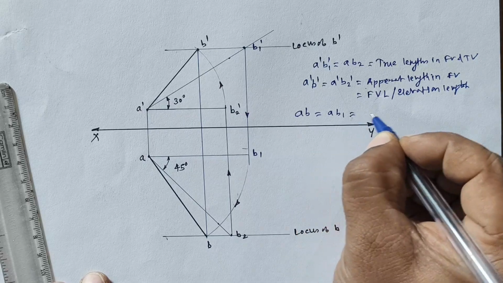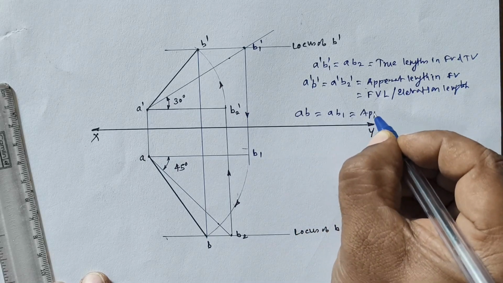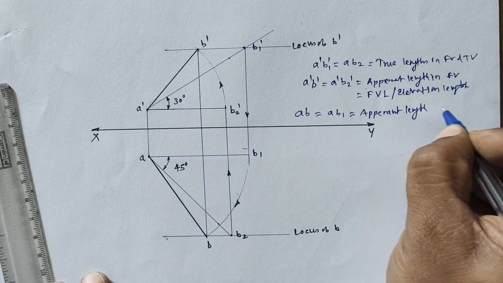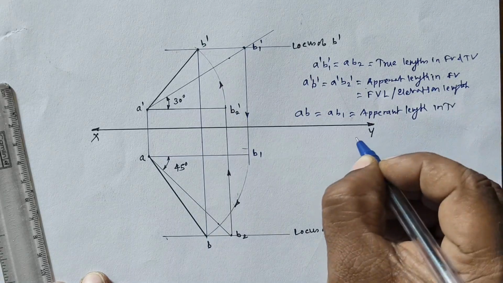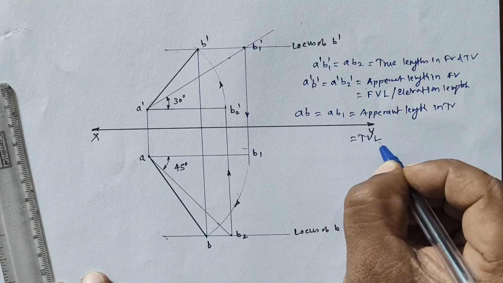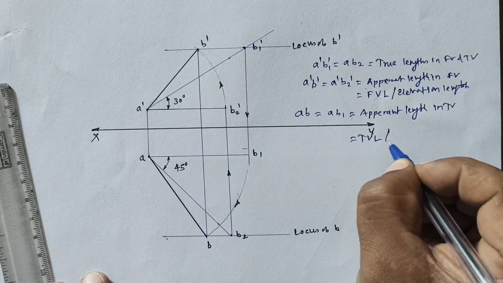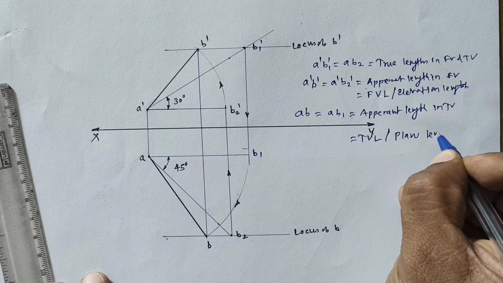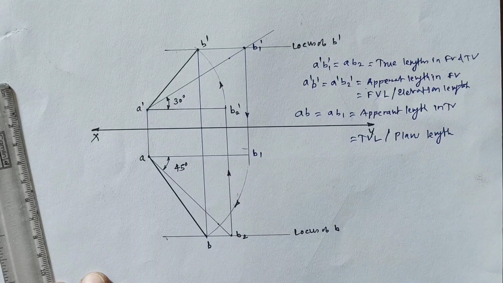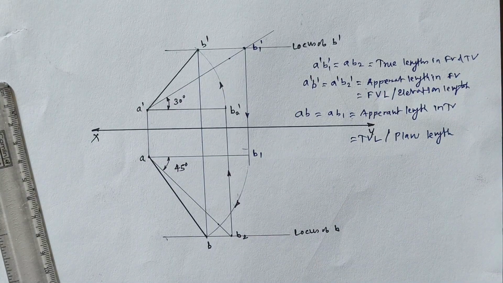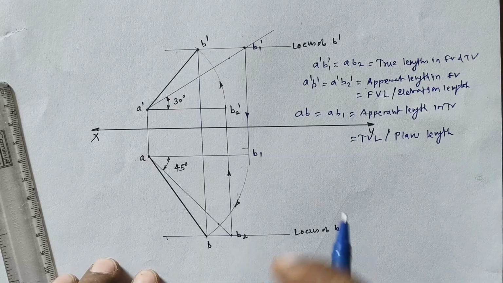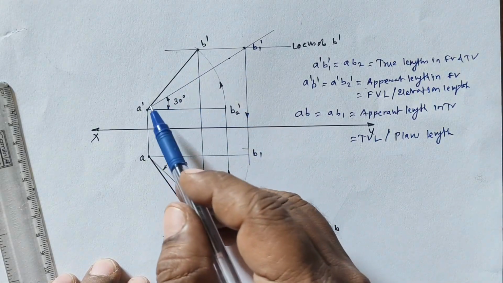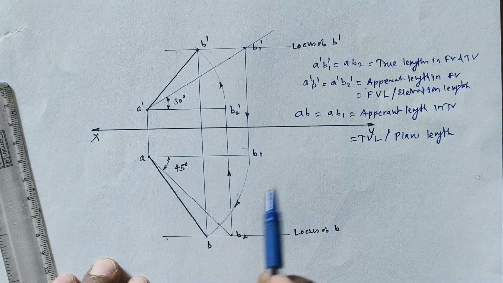This is the top view. So this is the apparent length in top view, and it is also known as a top view length, TVL, and it is also known as a plan length. So these are the terms related to the lengths. There are 2 true lengths and like this 4 apparent lengths. In the front view there are 2, top view there are 2.